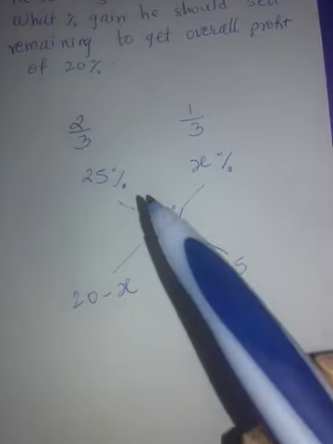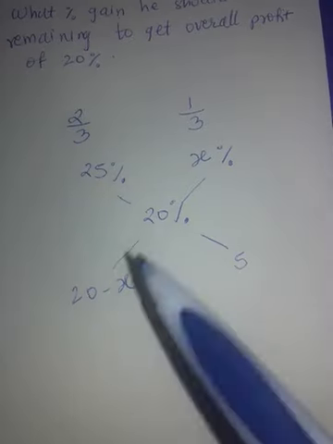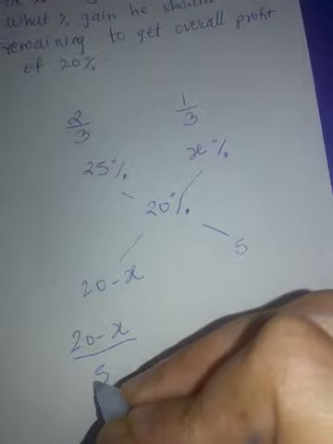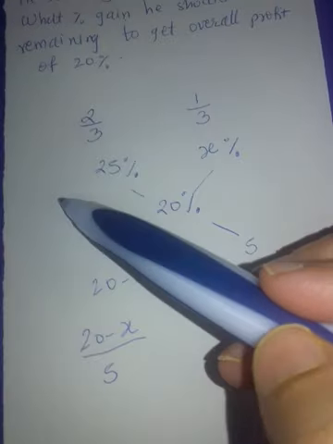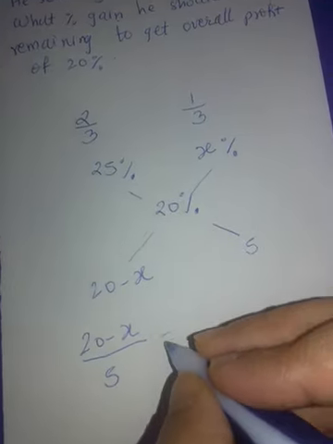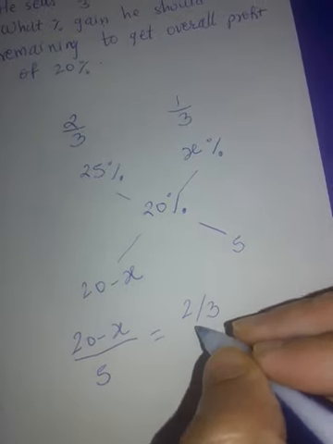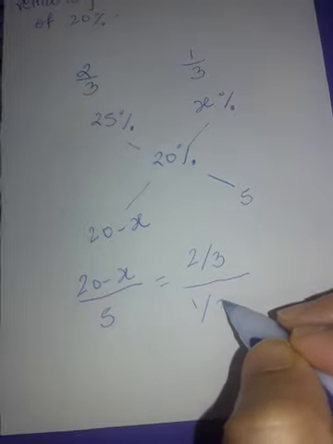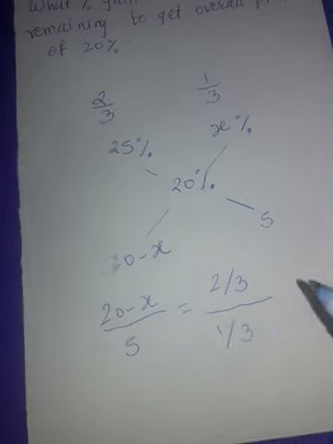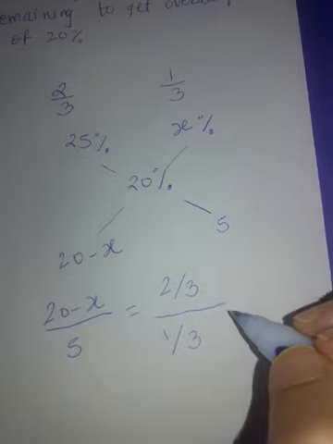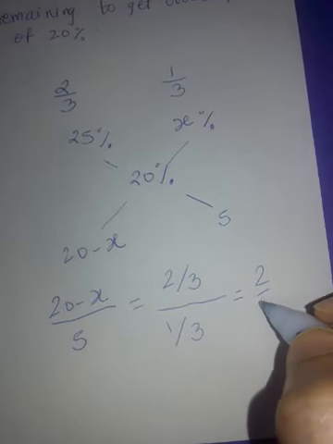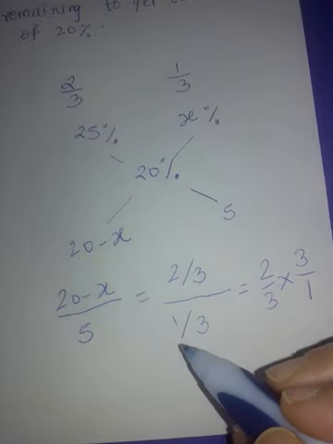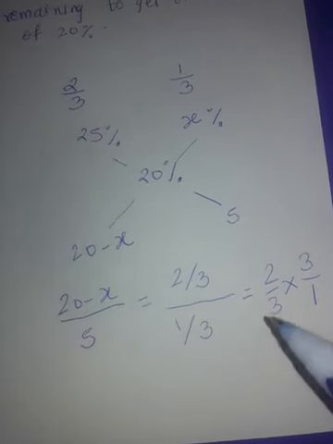Got it? And now what will be the ratio of quantity? 20 minus X upon 5. So for 2/3 it is going to be 20 minus x, and for 1/3 it is going to be 5. Now can we solve this equation? What is 2 upon 3 upon 1 upon 3? This is 2 upon 3 into 3 upon 1. Dividing means multiplying by the reciprocal.